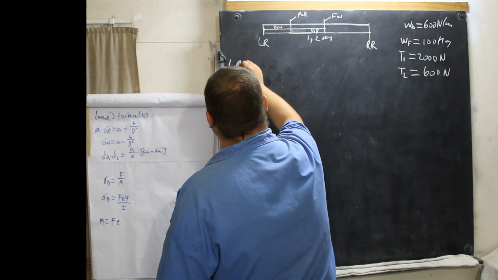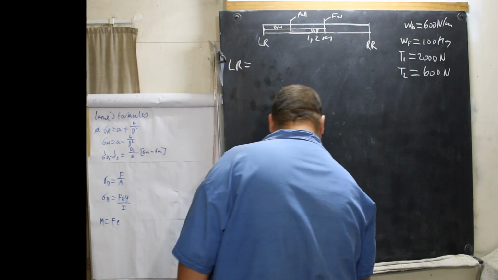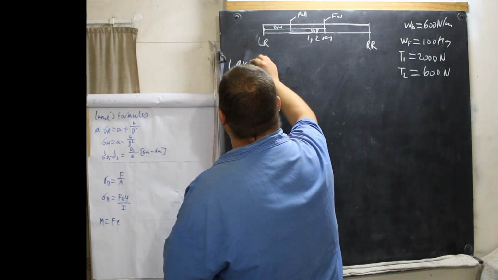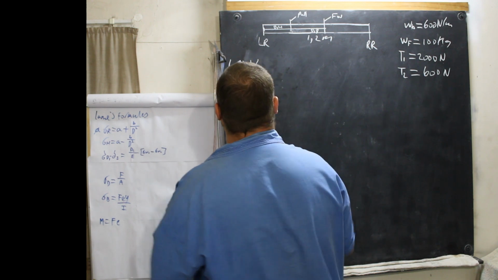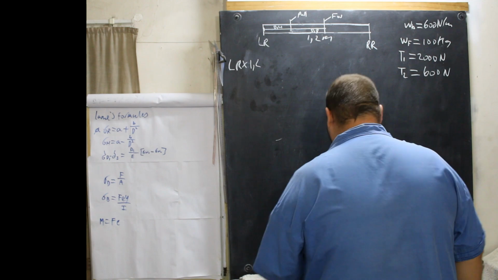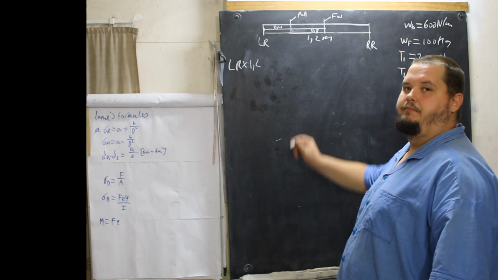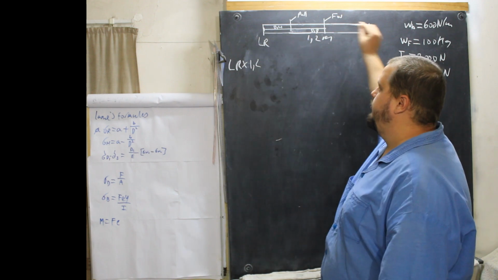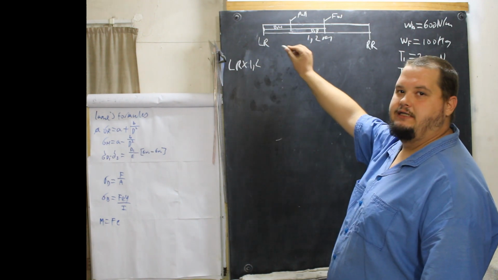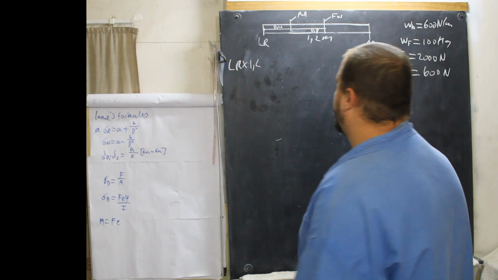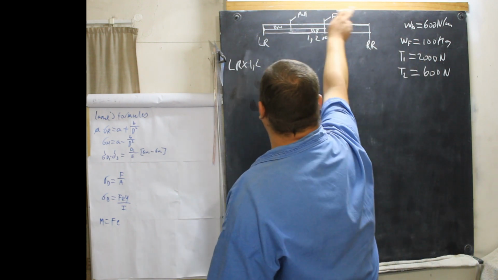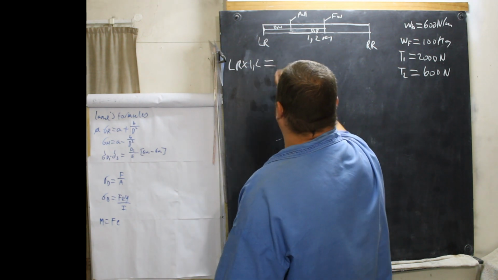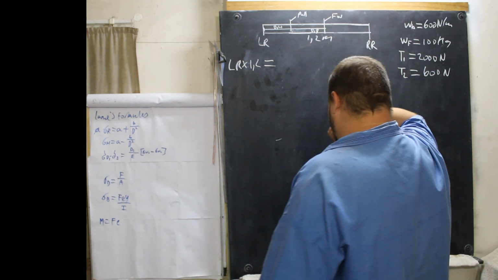So LR times 1.2, because if you will remember, we're doing beams to get our reactions at our supports. Clockwise equals anti-clockwise. So this is clockwise, it's going that way. So LR times 1.2 equals, now everything is going down this way.